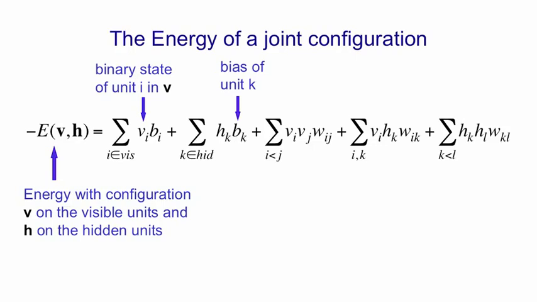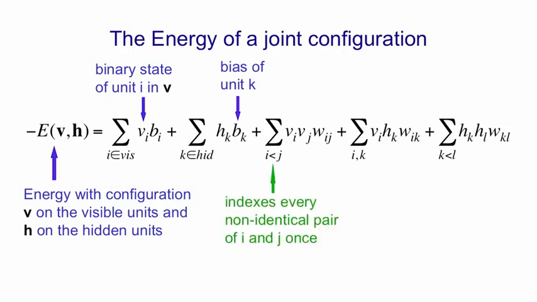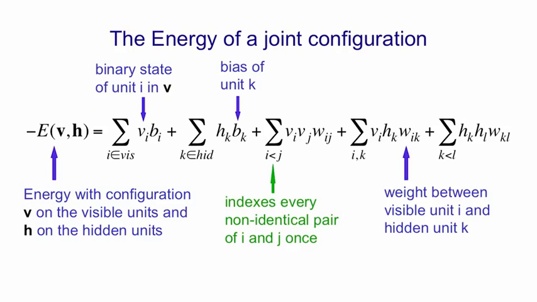So that's the first two terms. Then there's the visible-visible interactions, and to avoid counting each of those interactions twice, we can just say we're going to count with indices i and j and make sure that i is always less than j. That'll avoid counting the interaction of something with itself, and also avoid counting pairs twice, and so we don't have to put a half in front. Then there's the visible-hidden interactions, where w_ik is a weight on a visible-hidden interaction. And then there's the hidden-to-hidden interactions.